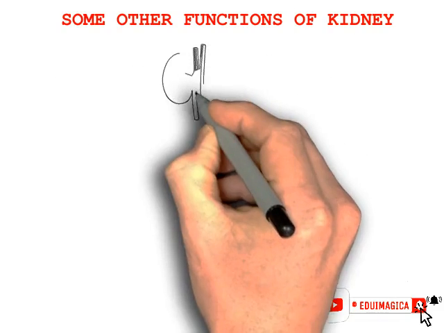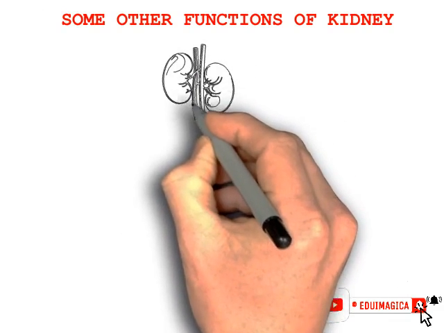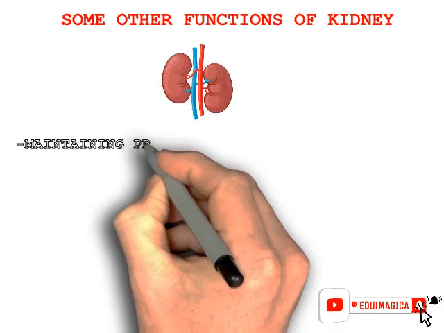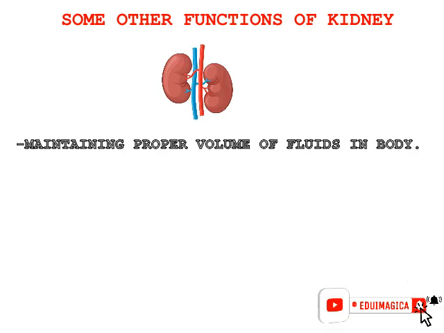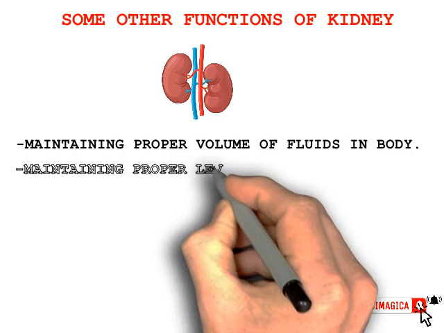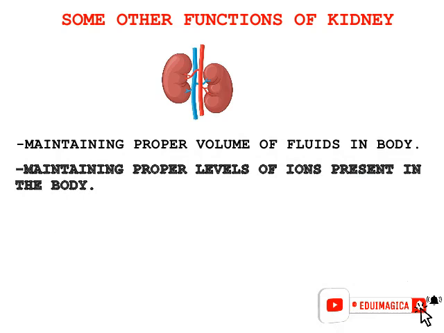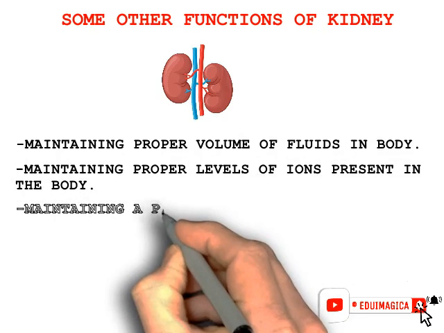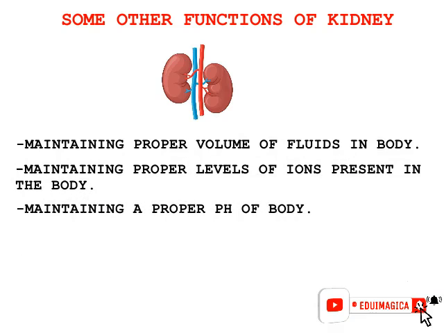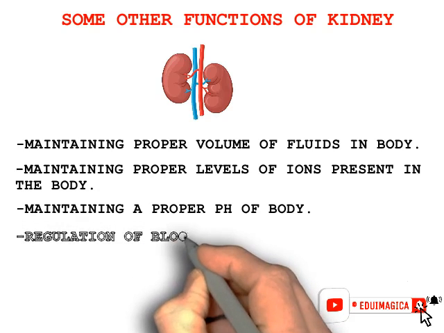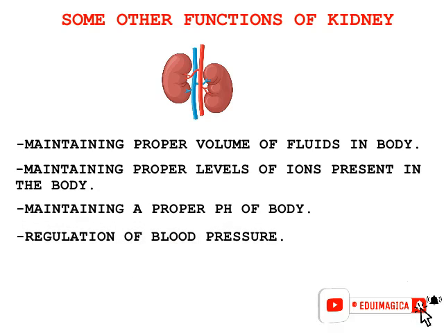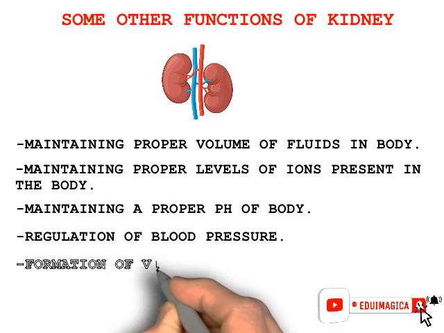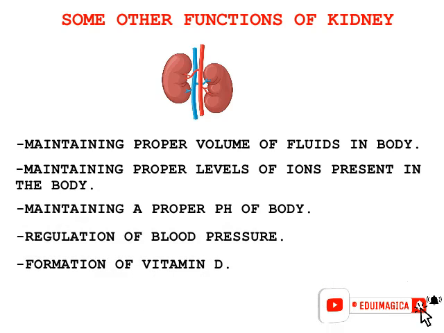Let's talk about some other functions of the kidney. The kidney is responsible for maintaining the proper volume of fluids in the body. It is also responsible for maintaining the proper level of ions present in the body. It helps in maintaining a proper pH of the body. It helps in regulation of blood pressure and in the formation of vitamin D. This was all about the human excretory system.